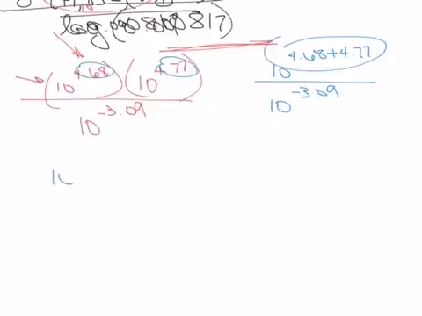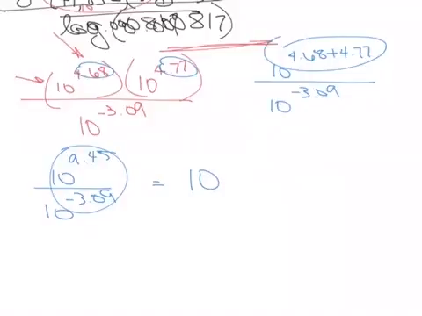10 to the 9.45 over 10 to the negative 3.09. Now remember, when you divide exponents, it's the same as subtracting. Okay, so I'm not only subtracting, I'm subtracting a negative, right? So that's going to be plus. So I get for my answer 10 to the 12.54. Okay, so I have 10 to the 12.54.